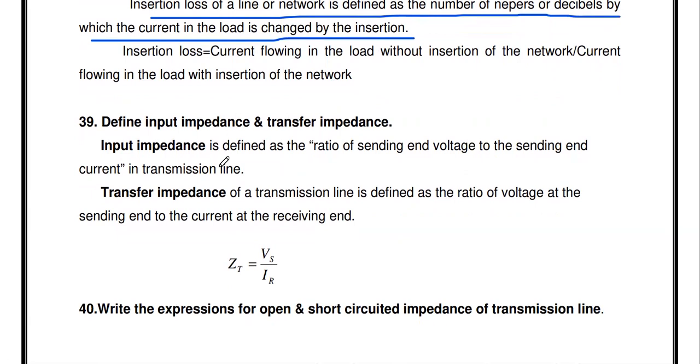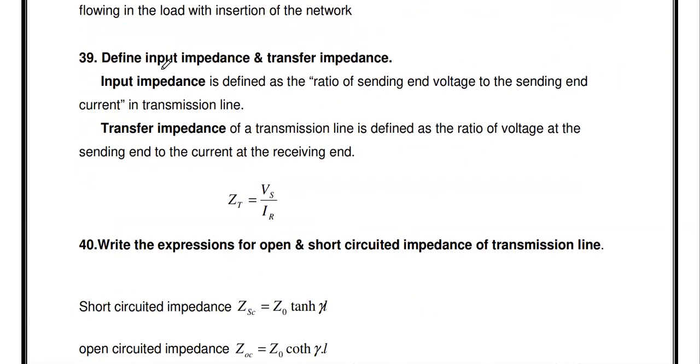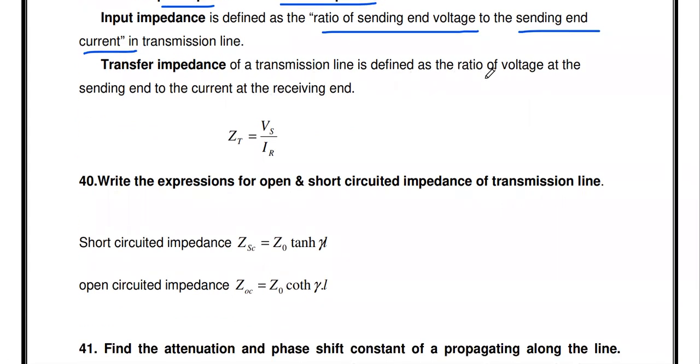Okay. The next one, define input impedance and transfer impedance of the transmission line. Input impedance is the ratio of sending end voltage to the sending end current. Transfer impedance is the ratio of voltage at the sending end to the current at the receiving end.